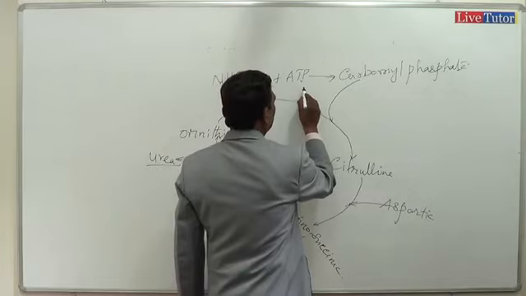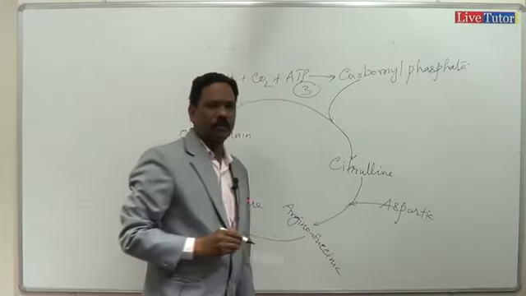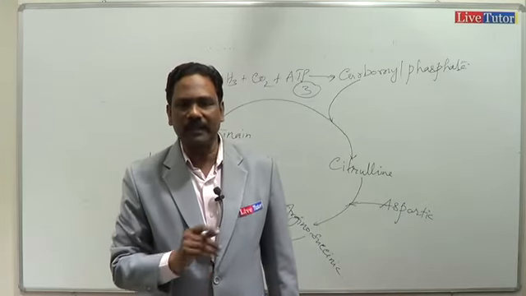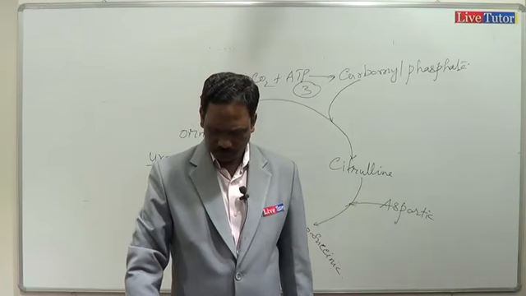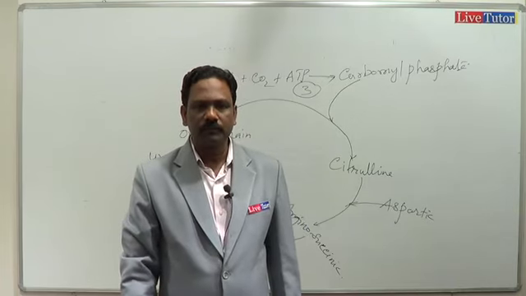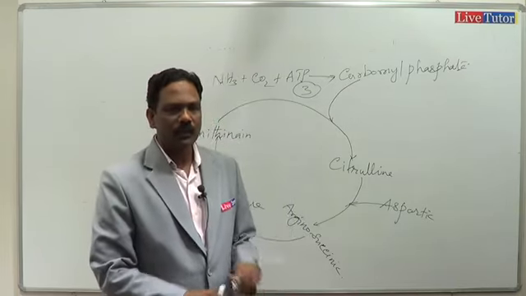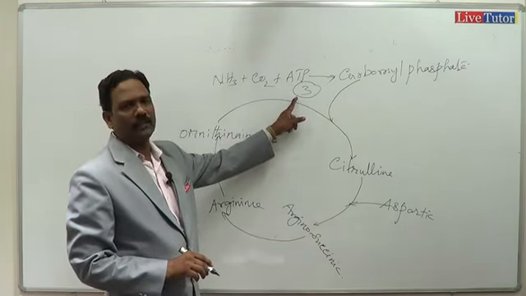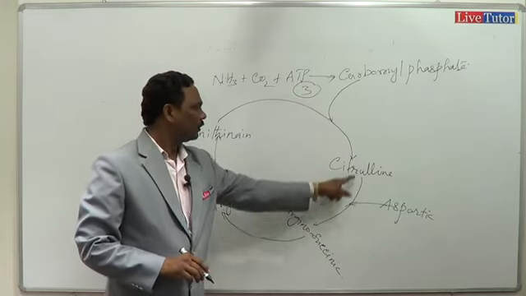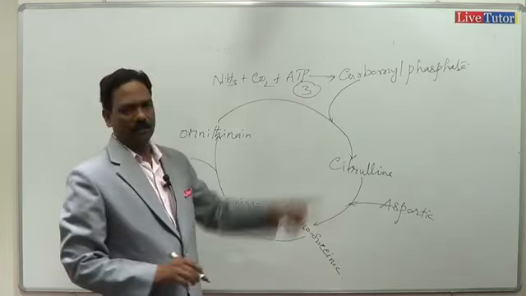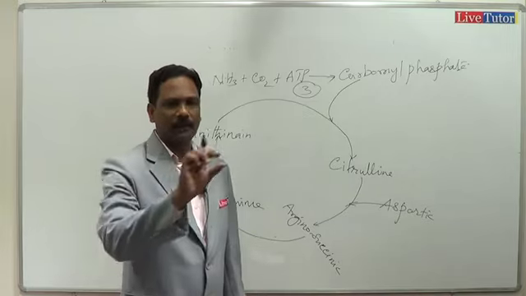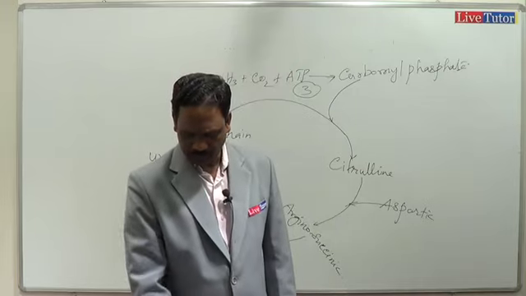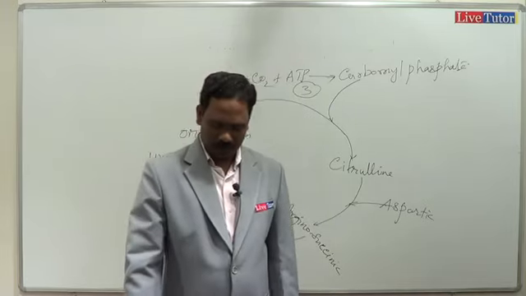One more question. How many ATP molecules are consumed or utilized for one ornithine cycle? That is in the paragraph. We can say the 3 ATP molecules are consumed for this ornithine cycle. Okay, thank you.